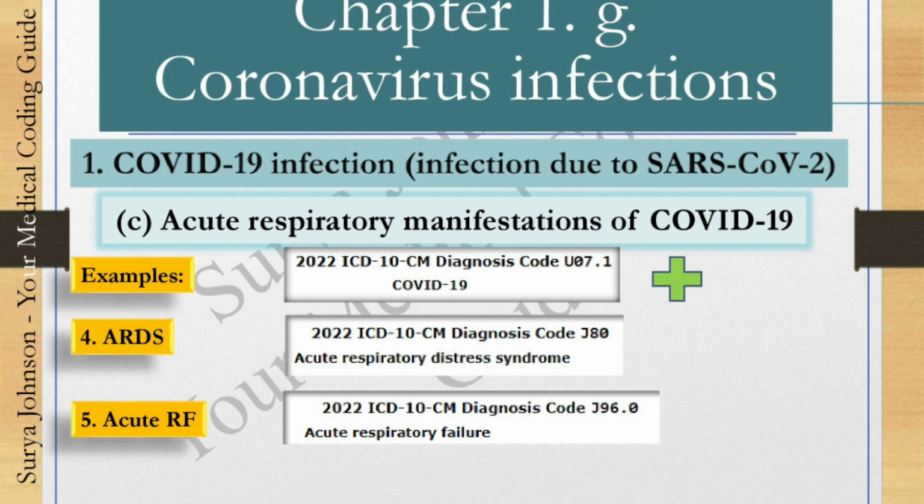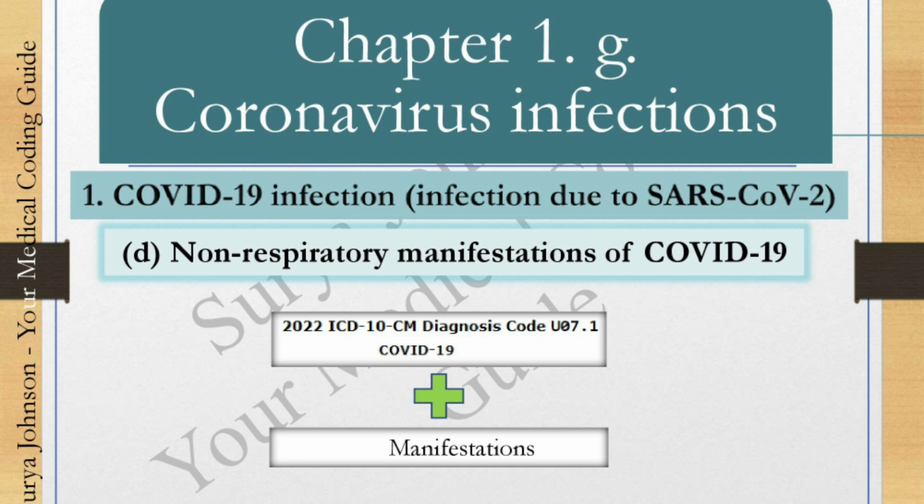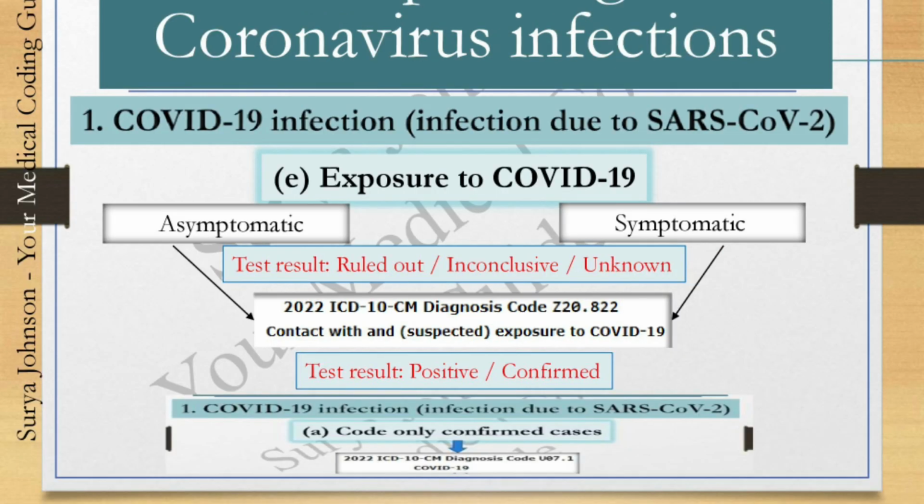And the 1D states non-respiratory manifestations of COVID-19. The same rule applies. So U07.1 as the principal diagnosis followed by the manifestations. Even if it's non-respiratory, you'll be coding everything as secondary. So the next one in this is 1E, which is exposure to COVID-19, which means the patient has been exposed to a COVID and is symptomatic or a positive patient.